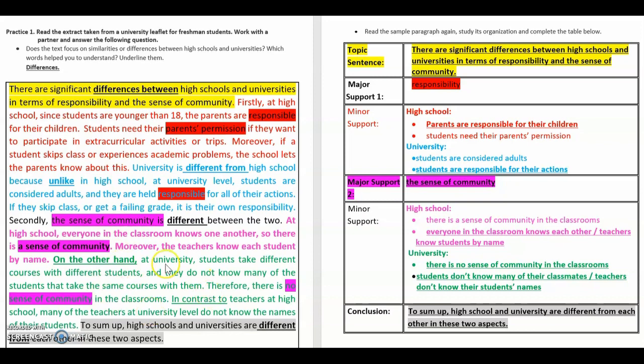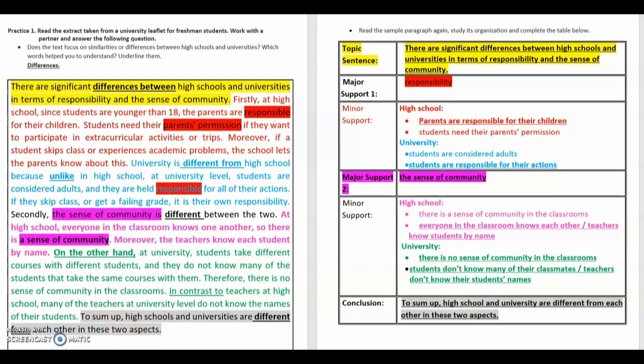And in the green part, we see a comparison with the university case. So there is no sense of community. Students take the same courses, but they don't know their names. So all these parts are talking about the lack of sense of community at the university level. Again, be careful. First, we talk about high school and then university, which is parallel with the topic sentence.